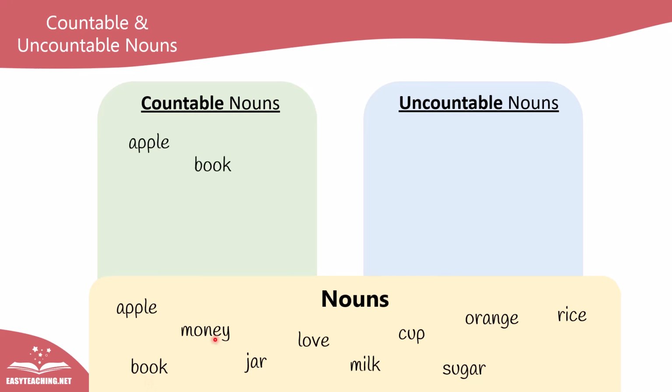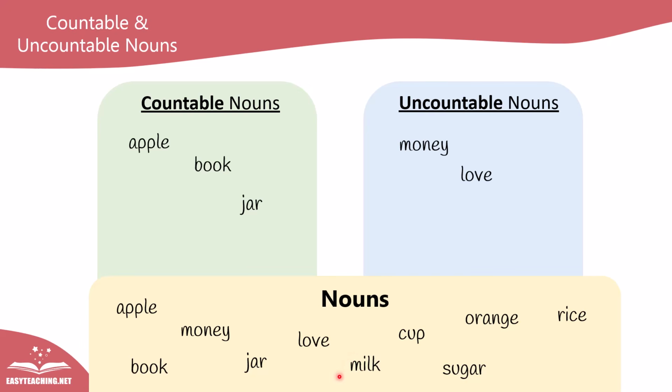Now money. Money is uncountable. We don't say 1 money, 2 monies. We count dollars or coins, not money itself. Jar. A jar is a single container, so we can count jars. Love. Love is uncountable. It's a feeling or idea, not a thing we can count, like 1 love, 2 loves.